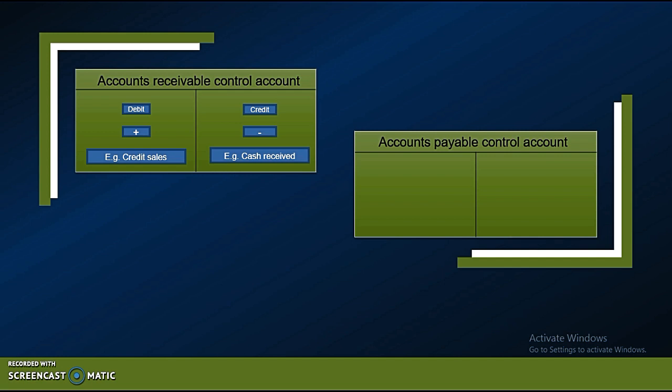On the other hand, we have accounts payable, which is a liability. Liabilities should be credited when they increase and debited when they decrease. Credit purchases would increase accounts payable and should thus be credited to the accounts payable control account, and payments made to creditors will decrease the liability and should thus be debited to the accounts payable control account.